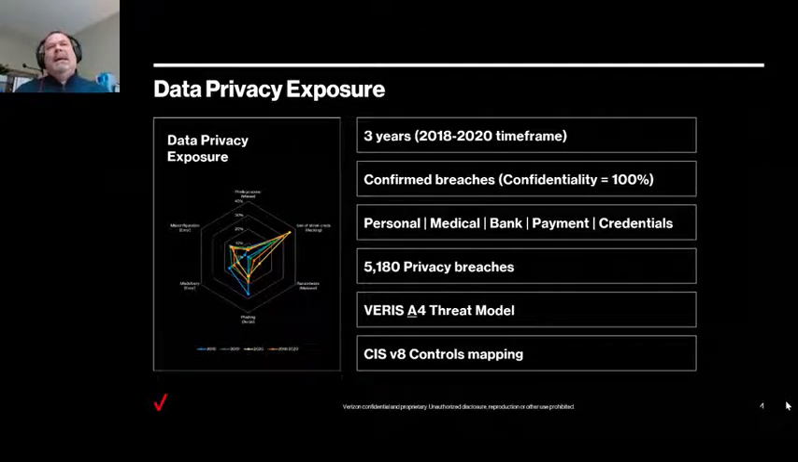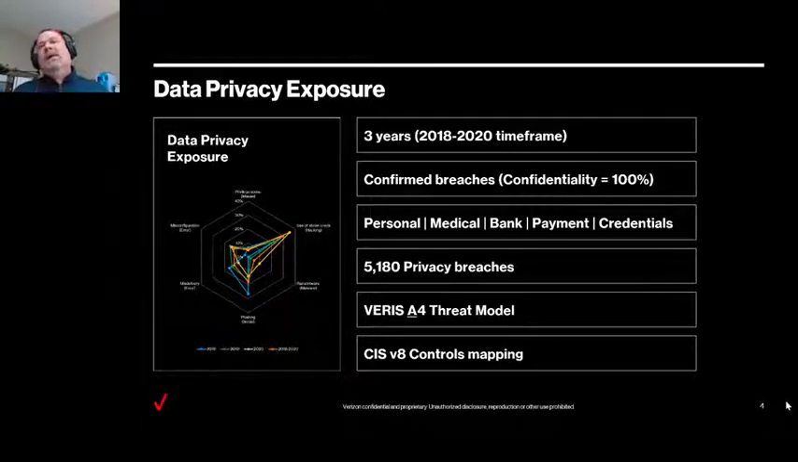We're looking at data breaches from the standpoint of confirmed breaches where there's been an exfiltration or compromise of data, meaning the confidentiality attribute of the CIA triad, confidentiality, integrity, and availability, is impacted 100% of the time. So how do we define privacy data? Well, we're going to look at personal, medical, bank, payment, and credentials. I'll have more on that shortly.